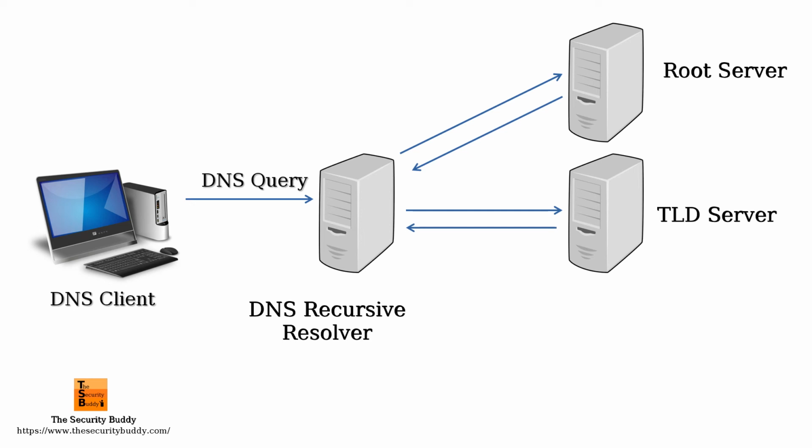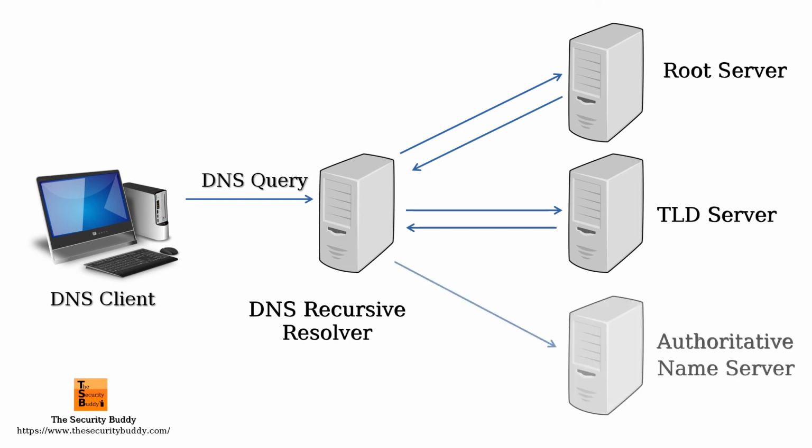The TLD server responds with the address of the authoritative name server that has access to the DNS records of the example.com domain. The DNS recursor sends a DNS query to the authoritative name server. The name server responds with the IP address of the requested domain. The DNS recursor responds to the DNS client or the browser with the IP address of the requested domain. The browser can now go ahead and send an HTTP request to the returned IP address. This is how the domain name resolution process works.